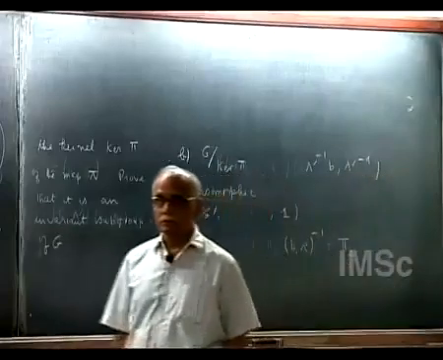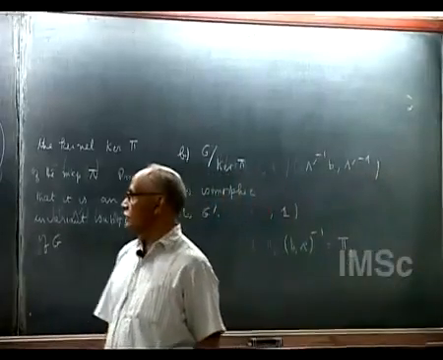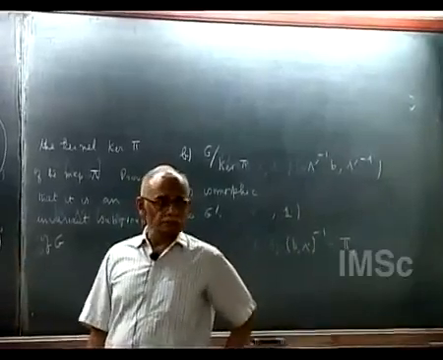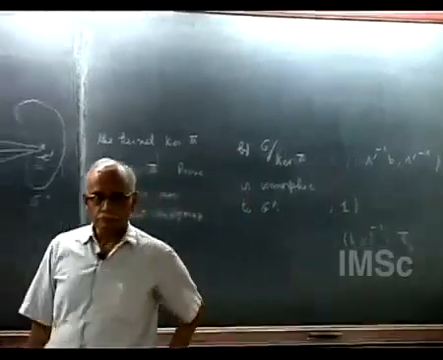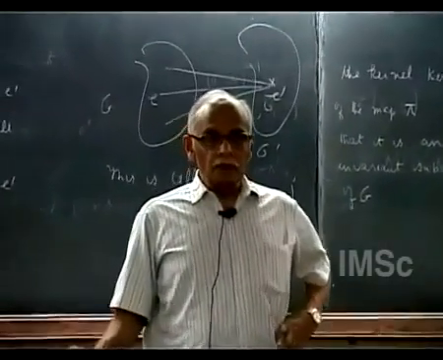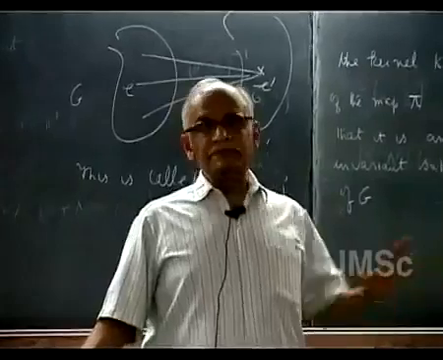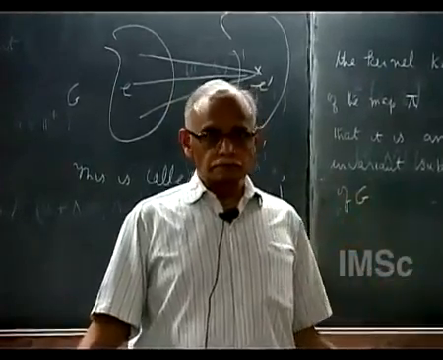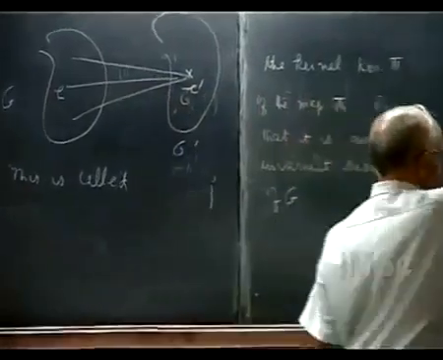Yes, I am always assuming onto. More generally, it would just be the image of the map pi. The image of the map pi of G will be G prime by assumption. I am assuming it is onto. Otherwise, you have to do some other things.